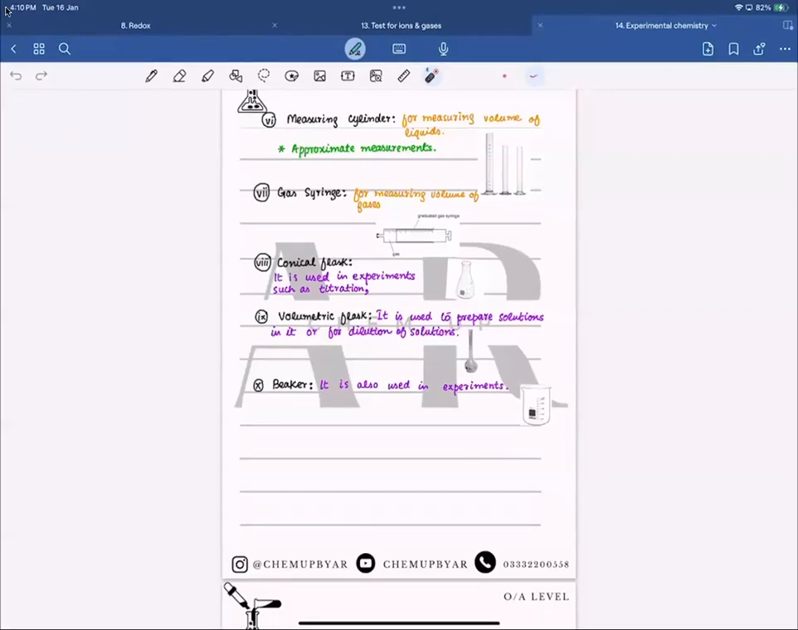So today we are going to start a new chapter, experimental chemistry. Just remind me to share the notes of the cations and anions tests. Okay.